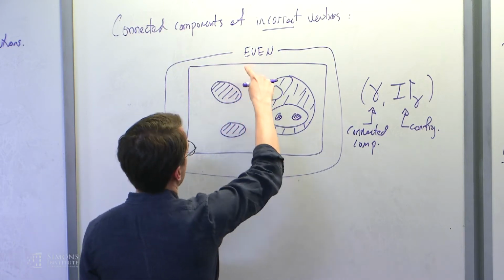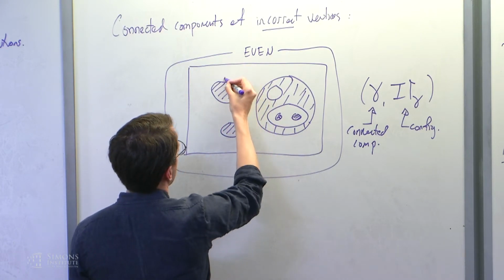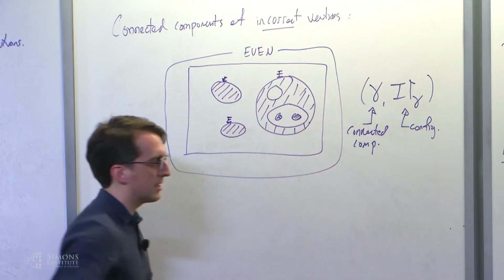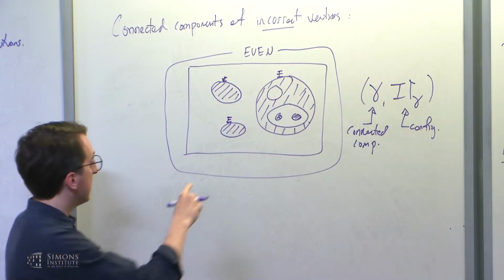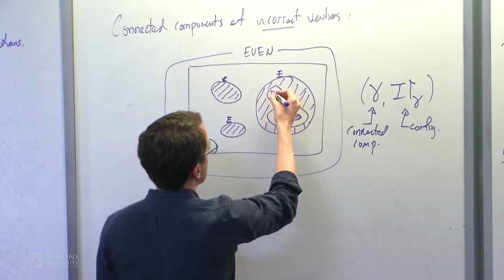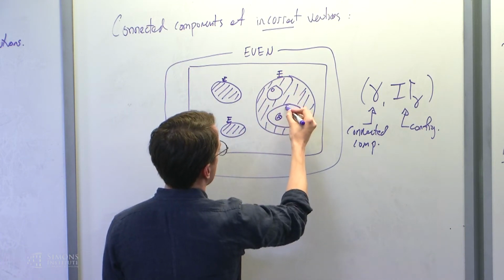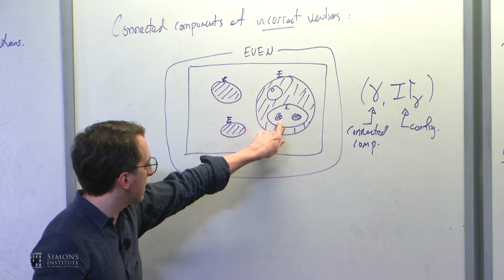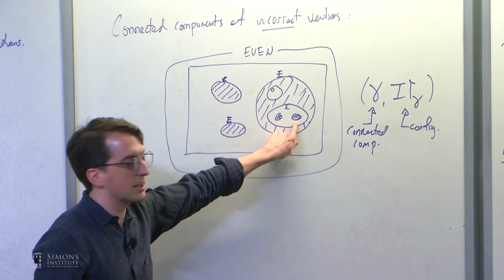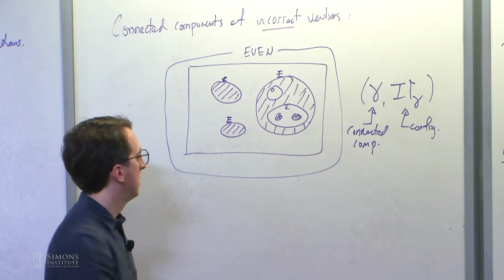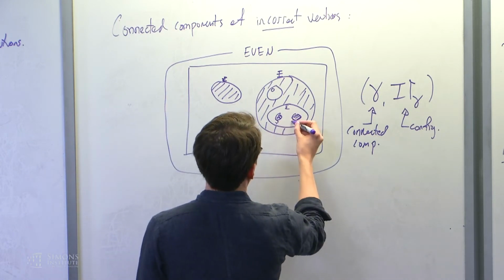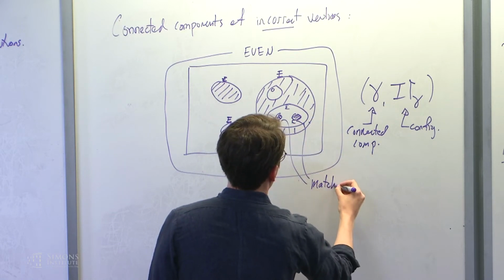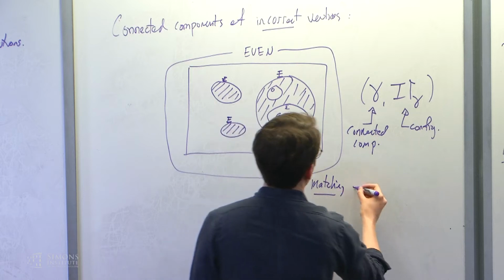If this is even and this is correct, then I know the boundary of this is also even, and the boundary of this is even, and the boundary of this is even. This is correct, so it must be even or odd. Maybe this one is odd, and maybe this one is even. If this is even, that means the exterior of this incorrect chunk and this incorrect chunk are both even. So these have matching external labels.